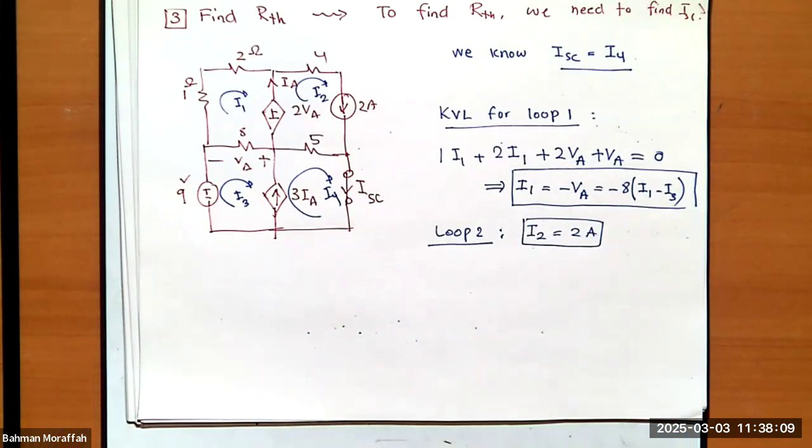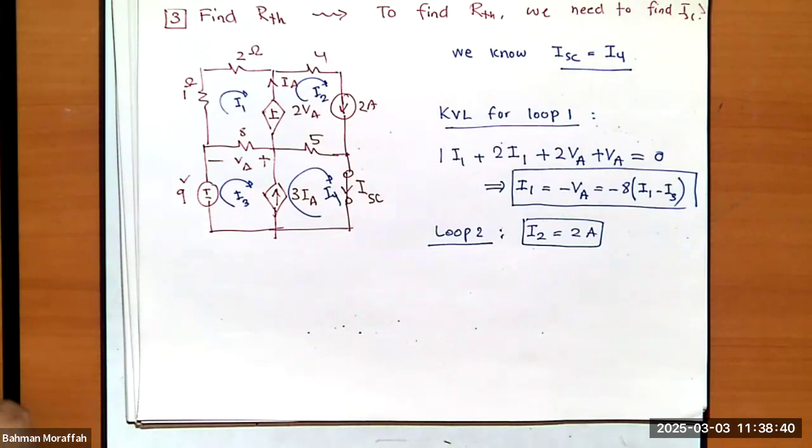How about KVL for loop 3? Can I write a KVL for loop 3? We cannot, right? And the reason for it is that 3IA current source. We don't know voltage across it. And since that dependent current source is between 2 loops, that's the problematic one. What is our solution? A super loop. We got to get around it.